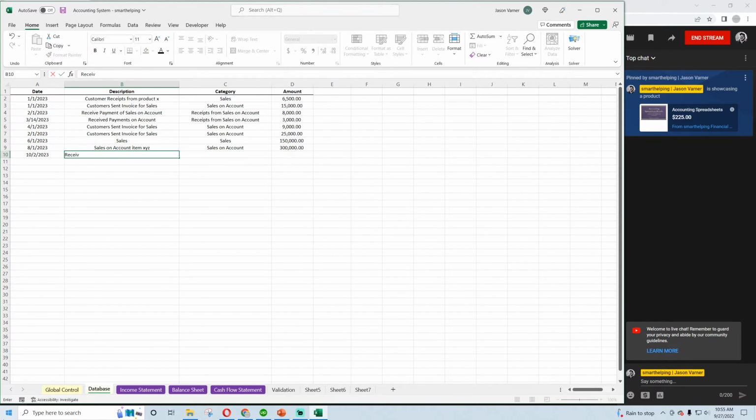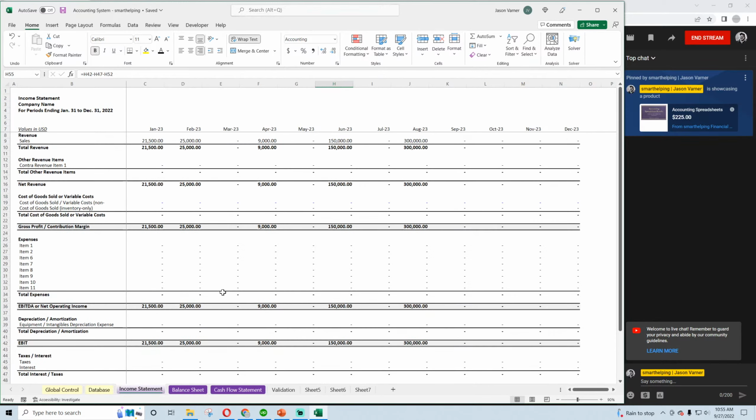And received payments on account. So now we do receipts from sales on account. Let's say we received 125,000. So we can really see how this is going to flow. So income statement, that 300,000 recorded as revenue when it hits. So it's increasing net income, or it's increasing the balance sheet retained earnings.